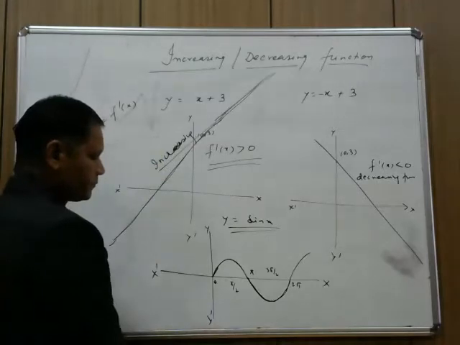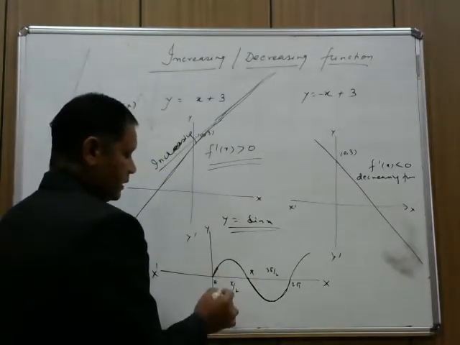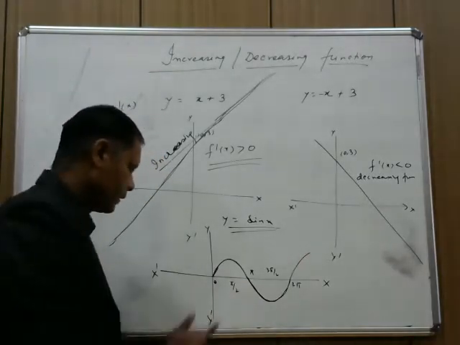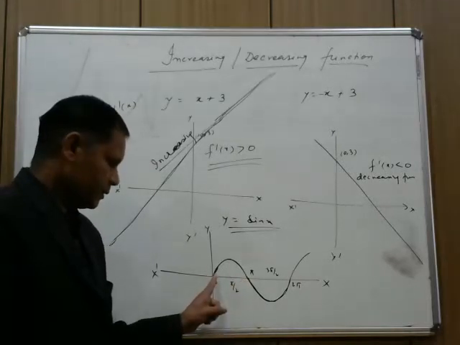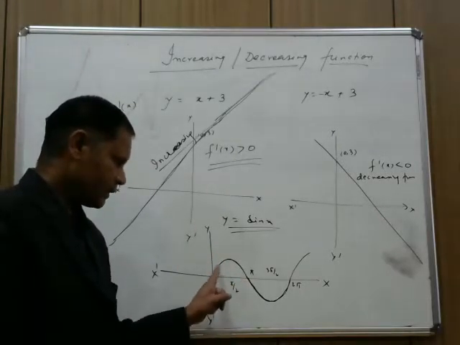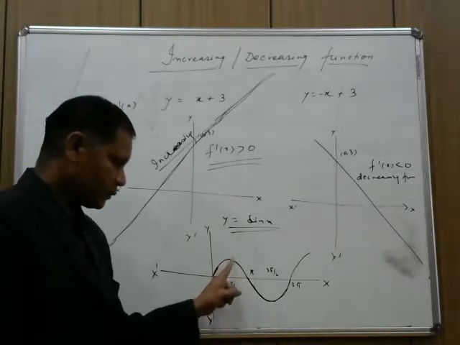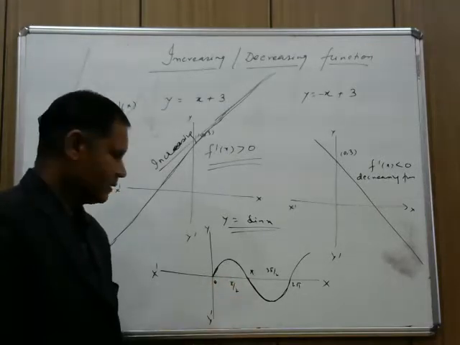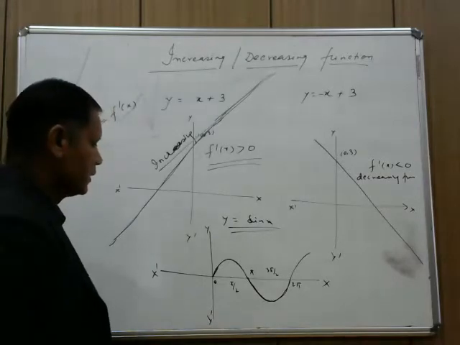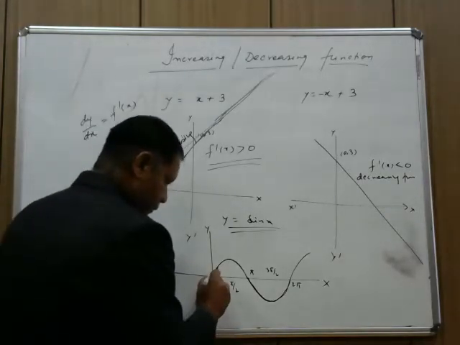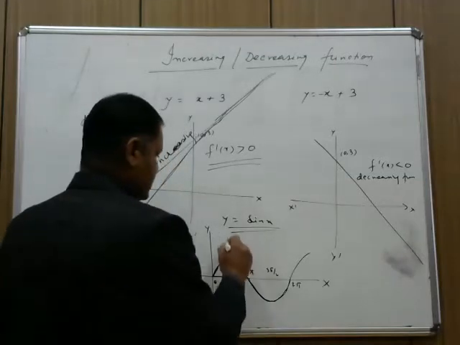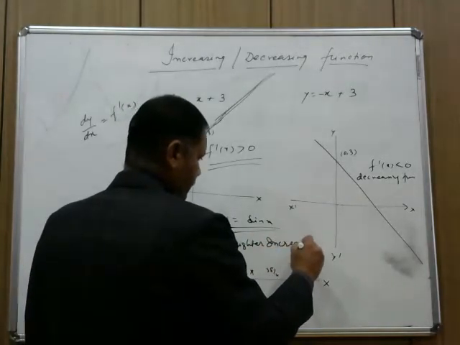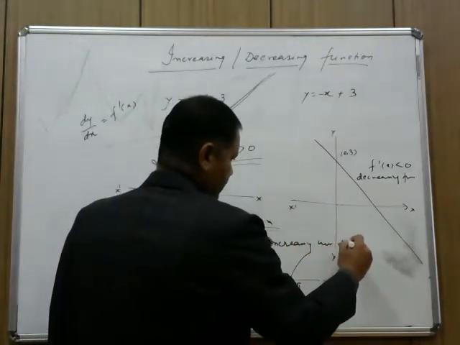If I ask you what about the graph of y equal to sin x in the interval between 0 and pi, there are two parts. From 0 to pi by 2 the graph is increasing, and from pi by 2 to pi it is decreasing. So I can say that between 0 and pi the graph is neither increasing nor decreasing.